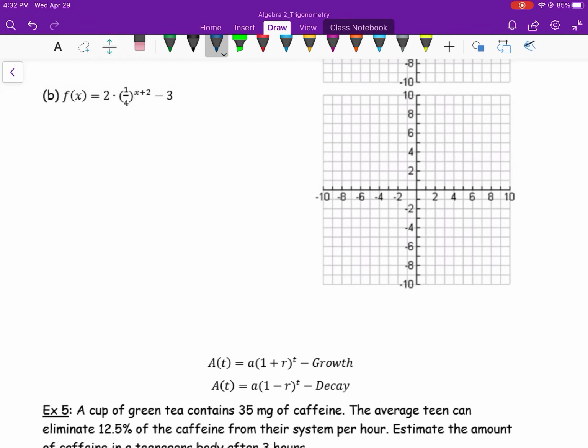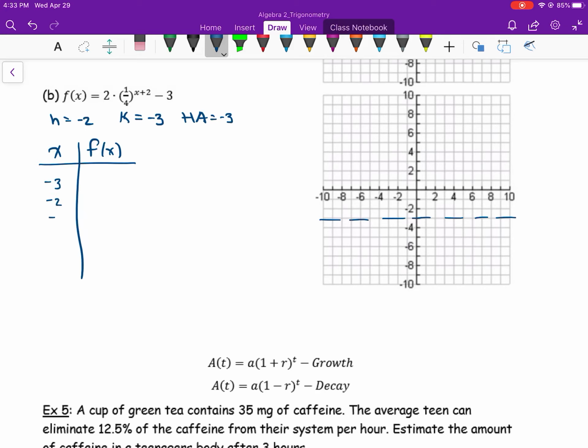Example 2. Okay, h is -2, k is -3, so the horizontal asymptote is at -3. There it is. So I'll do -3, -2, -1, 0, 1, 2. I'm picking numbers more on the left side because we're decreasing.